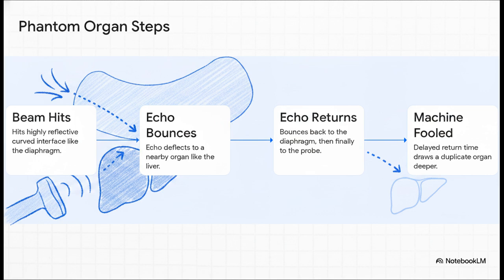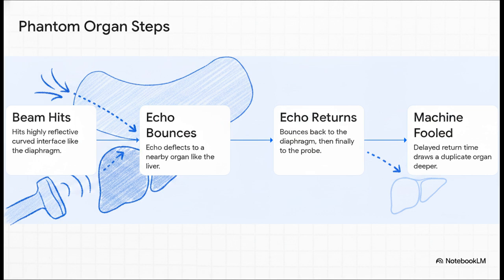Step 1. The ultrasound beam hits a large, smooth, strongly reflective, curved surface, most commonly the diaphragm right next to the lung. Step 2. Instead of going straight back to the probe, the echo deflects off the diaphragm and hits a nearby organ, like the liver. Step 3. The echo bounces off the liver, goes back to the diaphragm, and then finally makes its way back to the transducer.